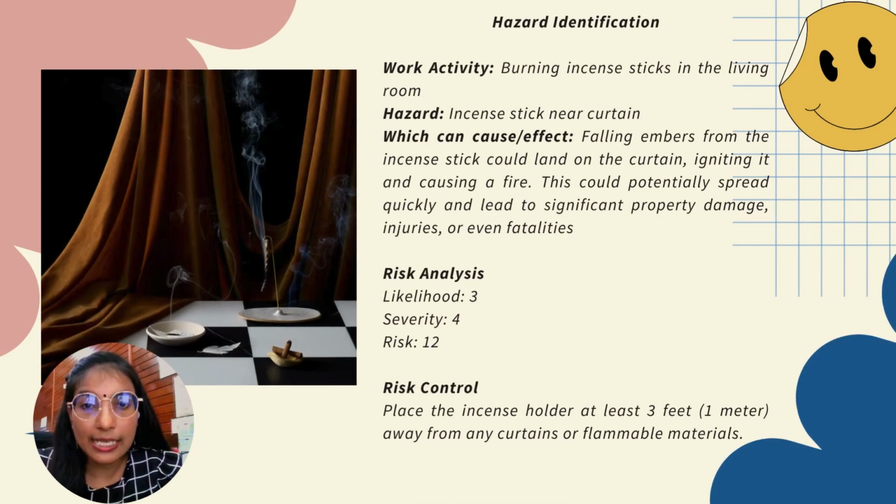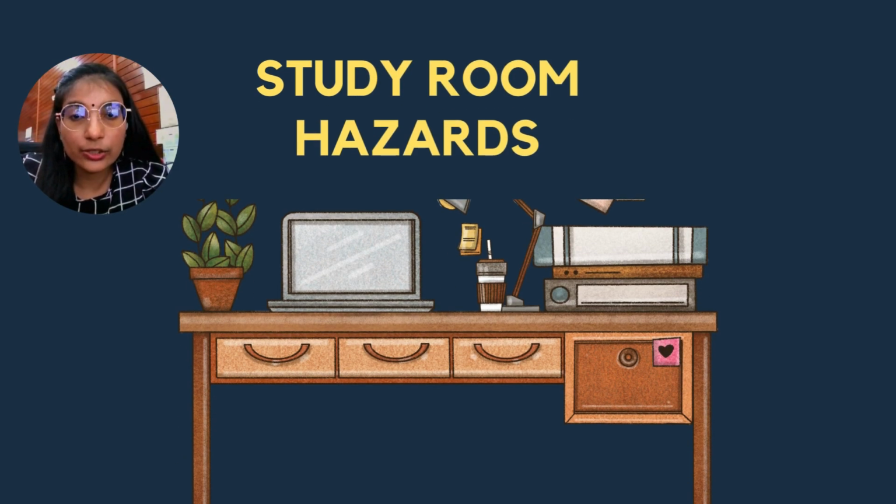Okay, the hazard will be an incense stick near the curtain, which can cause falling embers from the incense stick to land on the curtain, igniting it and causing a fire. This could potentially spread quickly and lead to significant property damage, injuries, or even fatalities. So the risk analysis will be likelihood 3, severity 4, risk will be 12. To control this risk, place the incense holder at least 3 feet or 1 meter away from any curtains or flammable materials. Okay, next we'll look into study room assets.